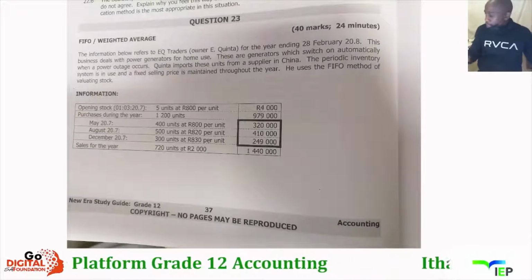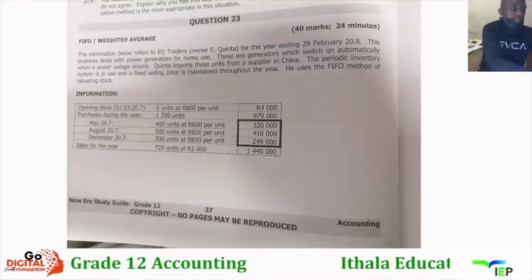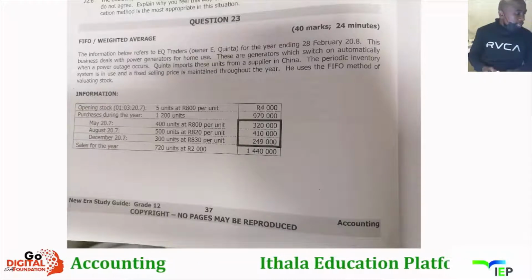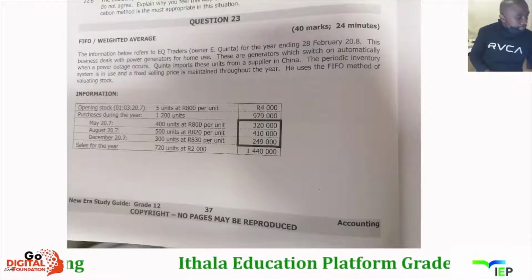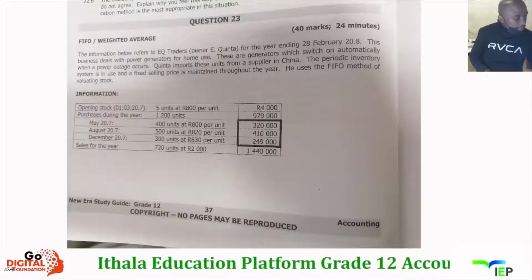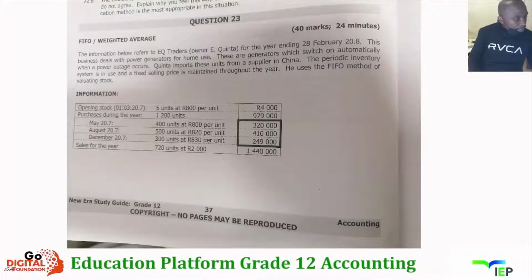Let's go and check our closing units. What is the figure of the closing units here? The closing units were given in this case. Start off with 5 units, right?